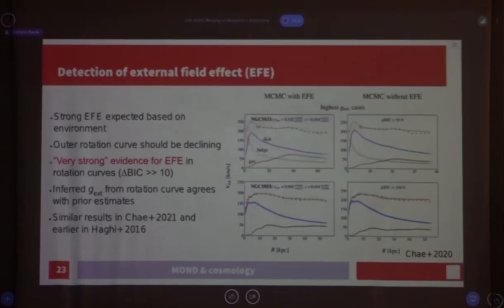But when observers looked at galaxies which are in a region with a more significant external field, as deduced from their surroundings, they found very strong evidence for the external field effect. In particular, you can see on these panels that when they included the EFE, they were able to fit the outer parts very well, whereas without the EFE, they couldn't obtain such a good fit. The rotation curve is declining in the outskirts, and this cannot be explained if you just ignore the external field effect in MOND. And the change in the Bayesian information criterion is very significant.